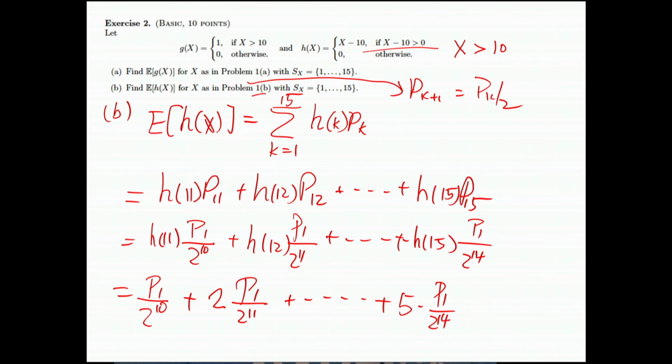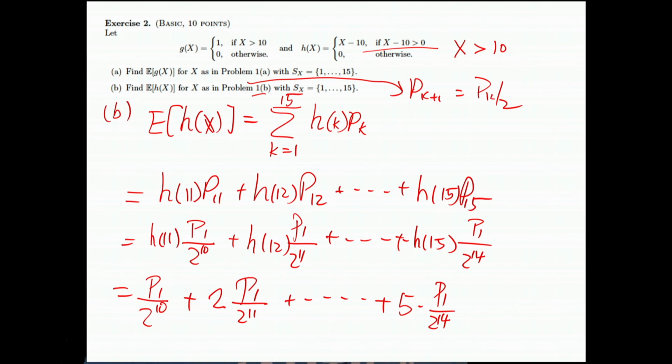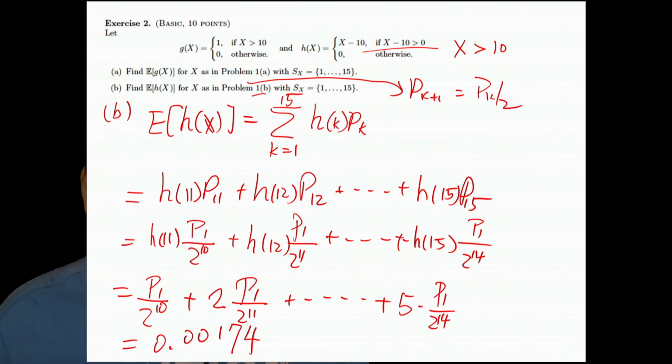Now we still need to find p1. Well, the same way, the summation of all the PMF equals 1. Then you find p1, and finally you'll get the answer for the expectation, which is 0.00174.